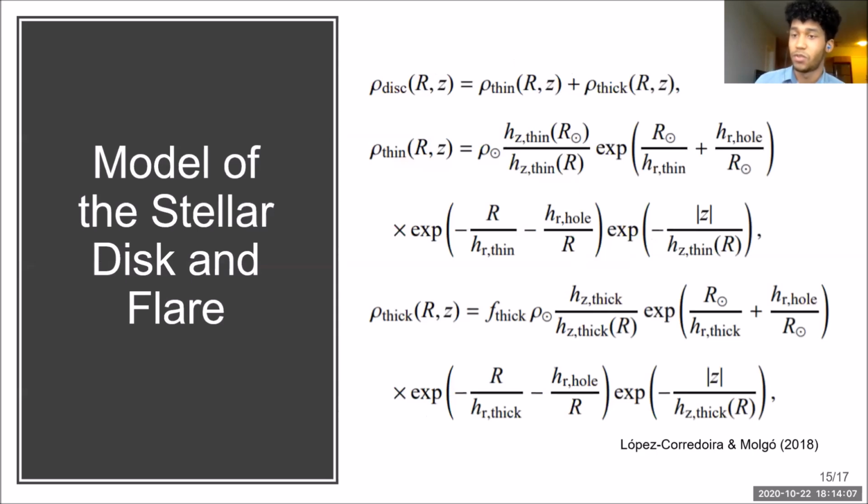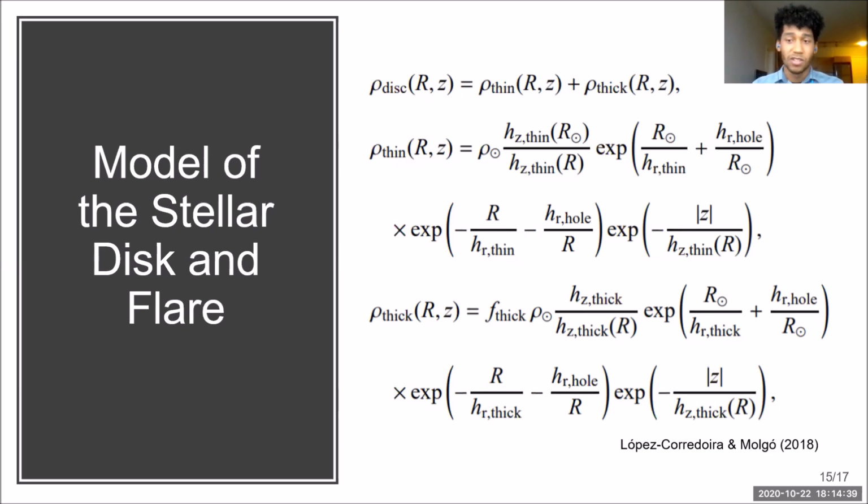Our next step was to model the disk of the galaxy in the 170 to 190 degree range of this sample of red clump giants and see what we could find. The equation for this model is shown here from a 2018 study by Lopez Corredora, where the disk is broken up into a thin and a thick disk component. The model assumes that the galaxy is axisymmetric, meaning it doesn't vary with azimuth, and that the volume density of stars depends on galactocentric radius and height above or below the midplane.